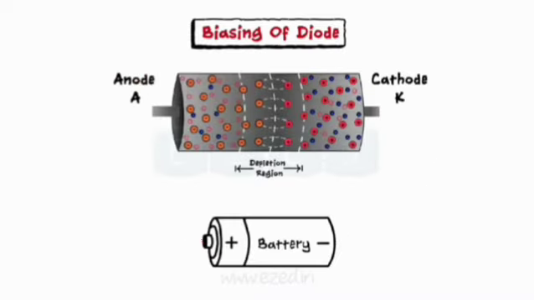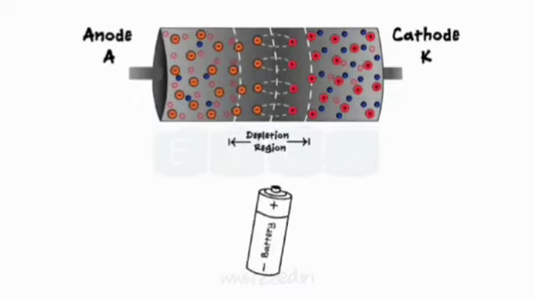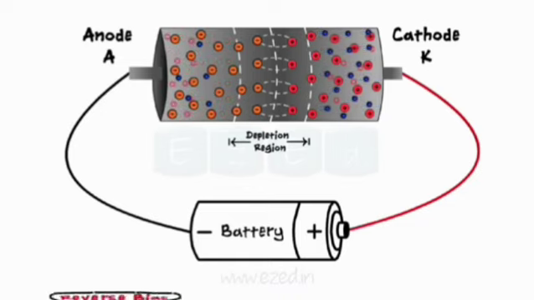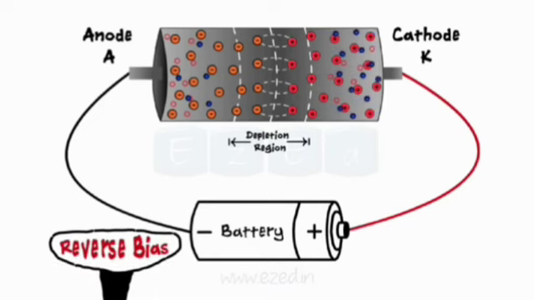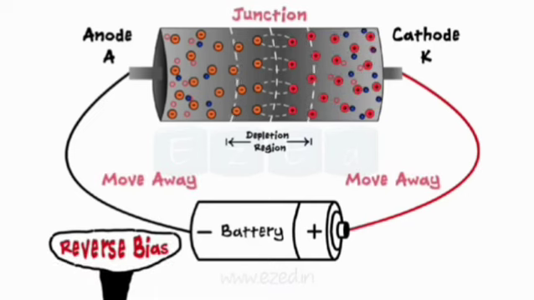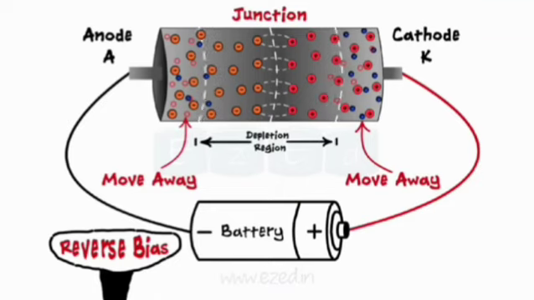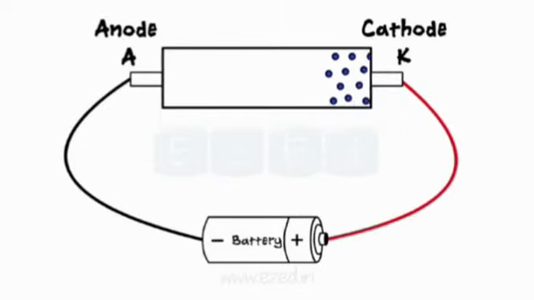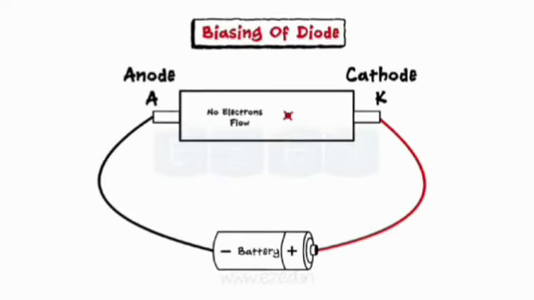In the second case, we apply the battery in reverse direction. That is, we apply positive of the battery to cathode and negative of the battery to anode. As a result, holes are pulled towards the negative of the battery and electrons from the N side are pulled towards the positive of the battery. Thus holes and electrons move away from the junction, which leads to an increase in the depletion region width. No current flows through the diode. This mode is called reverse bias mode.